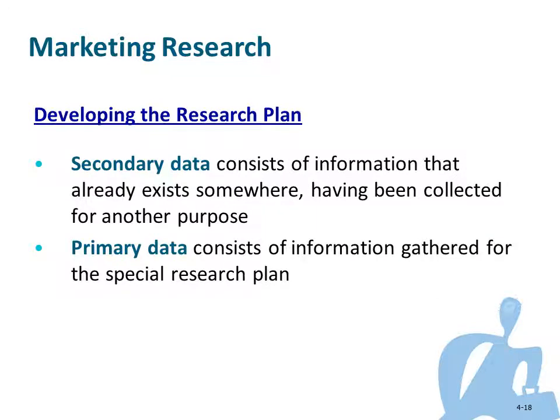In developing the research plan, we have two types of data, secondary data and primary data. Secondary data consists of information that already exists somewhere, having been collected for another purpose. But primary data consists of information gathered for the specific research plan, gathered for this research.